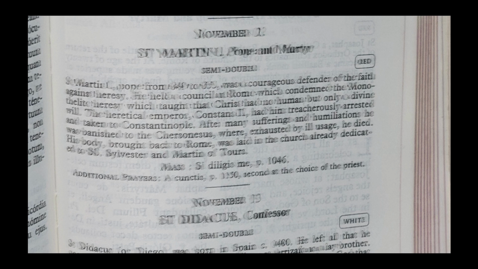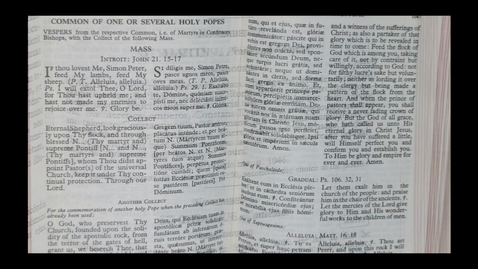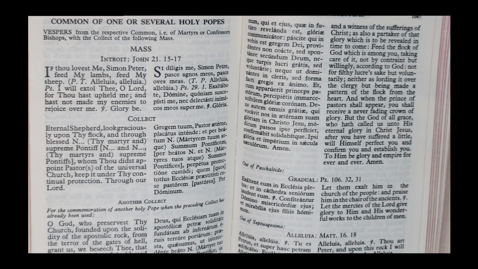Martin. So the next day is St. Didacus, and there's nothing in between the two. So the entire Mass for St. Martin is going to be the Si Diligis Me. So if you turn to page 1046, then you'll see the Mass. You'll see that the first 3 words of the introit is Si Diligis Me, and once again, that's the way they name the Masses in the traditional Latin Mass. And the whole Mass is here, all the propers.